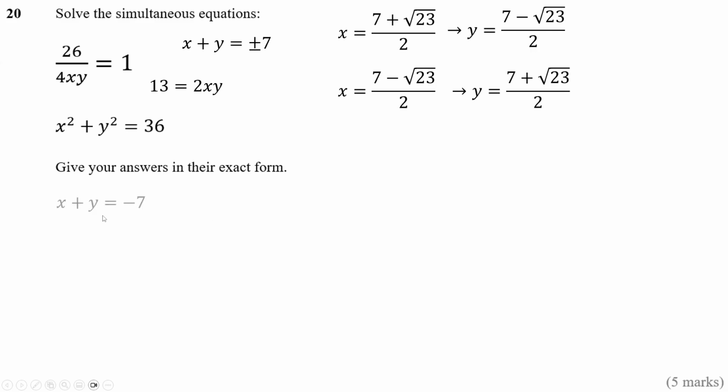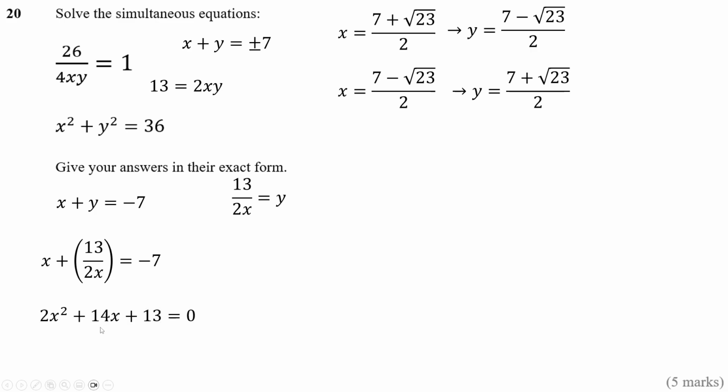Now let's use x plus y equals negative 7. Okay, and we've still got 13 over 2x equals y. You could rearrange for x either, doesn't matter. Plug this into there. If you notice, this is the exact same as the other one, but we're going to have a positive 14x instead of a minus. And when we complete the square, you can just instantly do it, because it's the exact same as the other one, but instead of it being minus here, it's a positive.